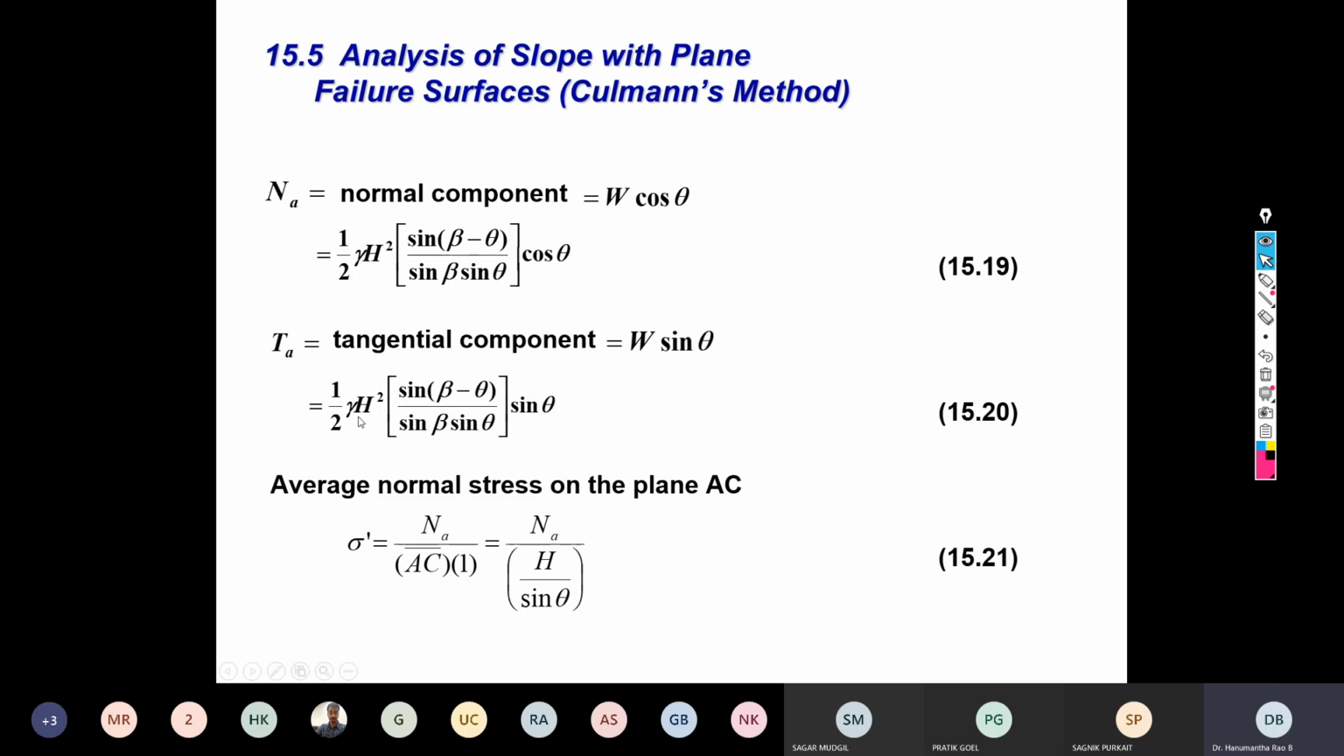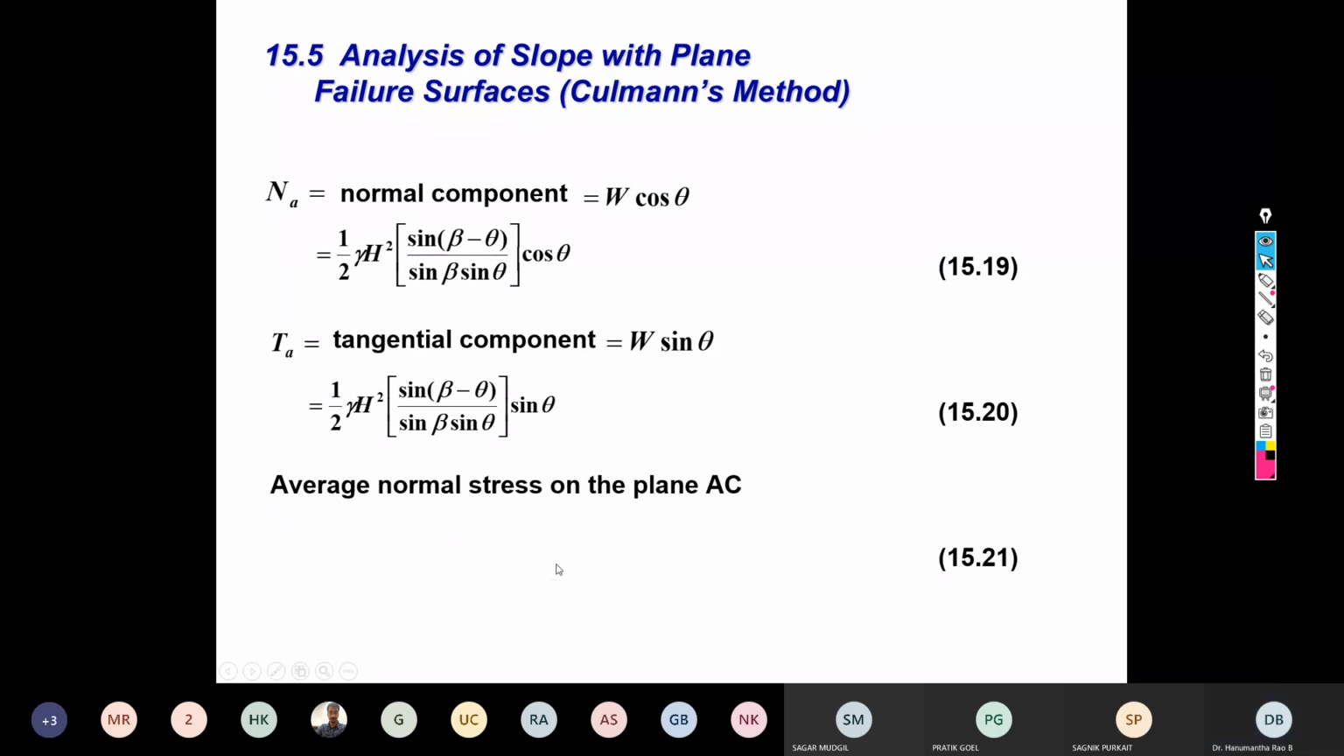Then convert these forces into stresses. So normal stress is NA divided by the area, that is AC. Along the plane AC, the normal stress is developing. Therefore we will take it multiplied by 1 unit length, that is 1 meter. So NA by the area.